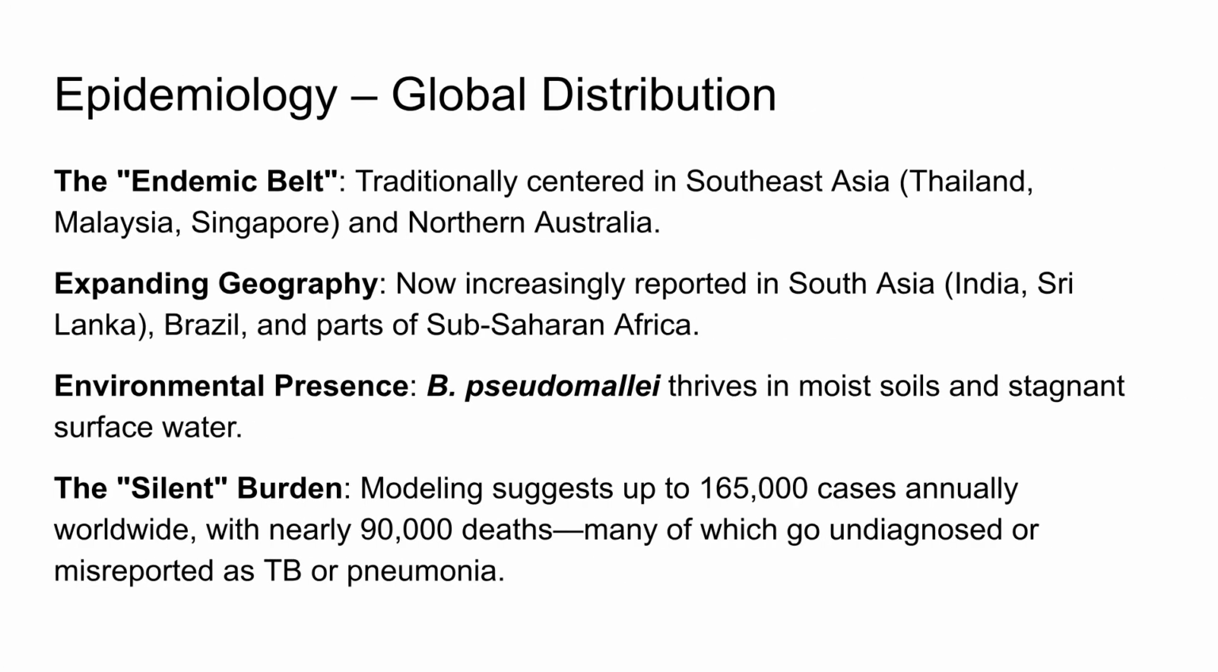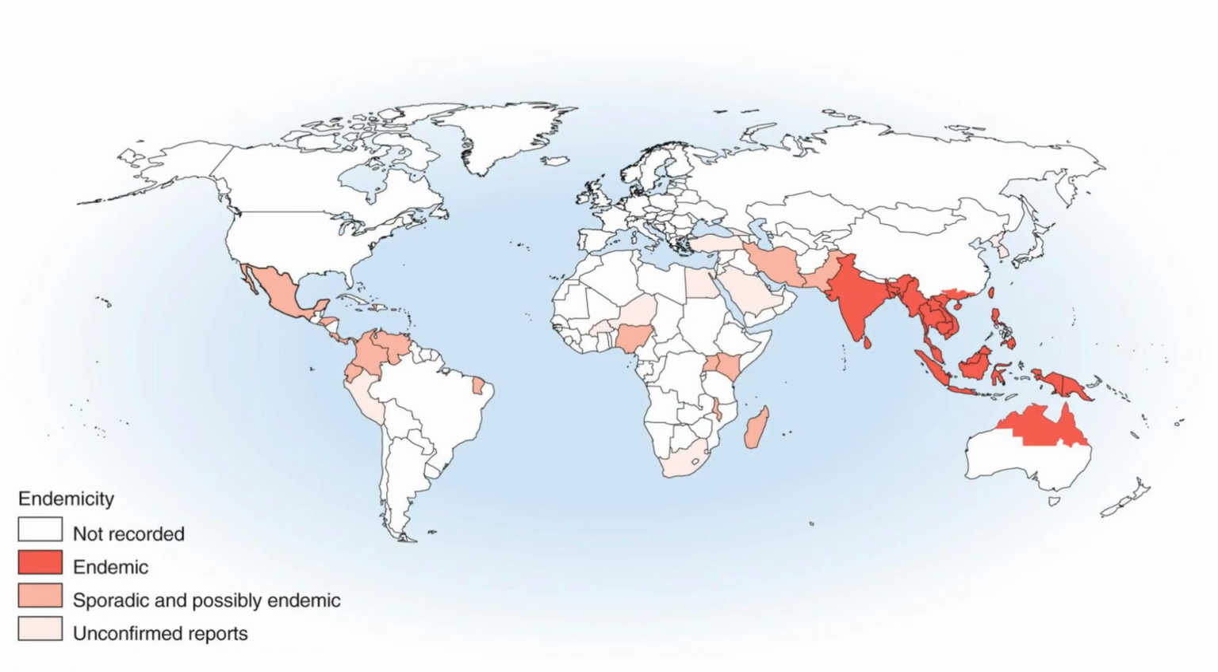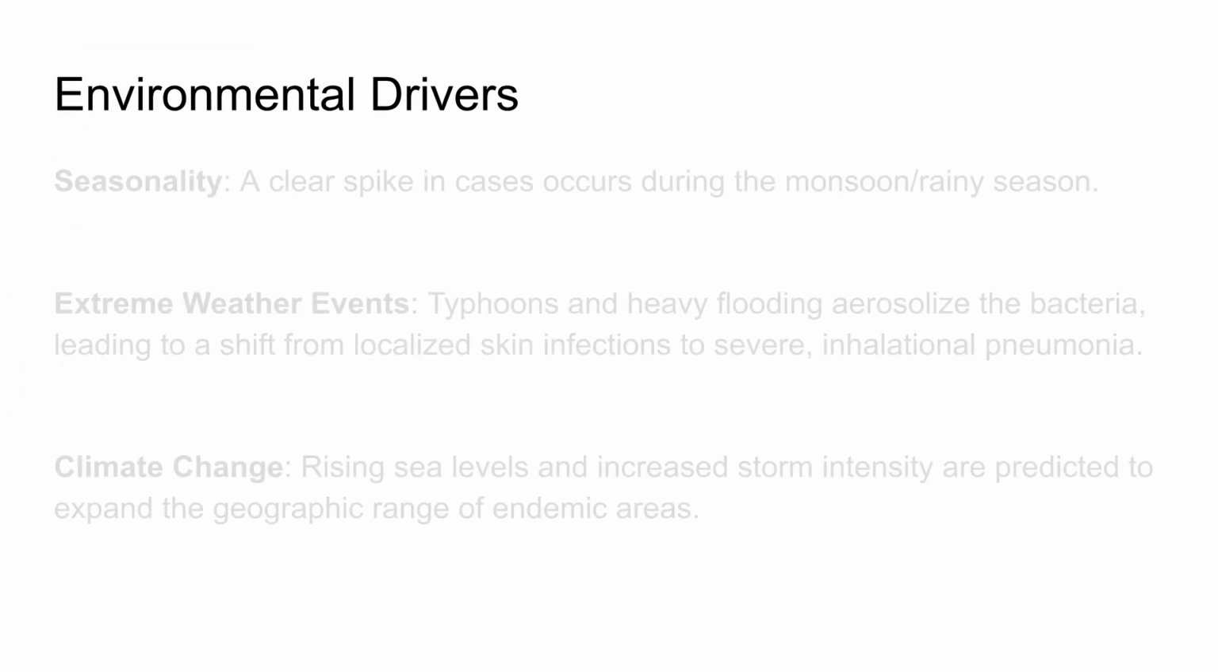Melioidosis is traditionally concentrated in the endemic belt of Southeast Asia and Northern Australia. Its geography is expanding, and modeling suggests a silent burden of up to 165,000 annual cases worldwide, often misreported as TB or pneumonia. This map illustrates the global distribution of melioidosis, highlighting the areas where the disease is endemic or sporadically reported.